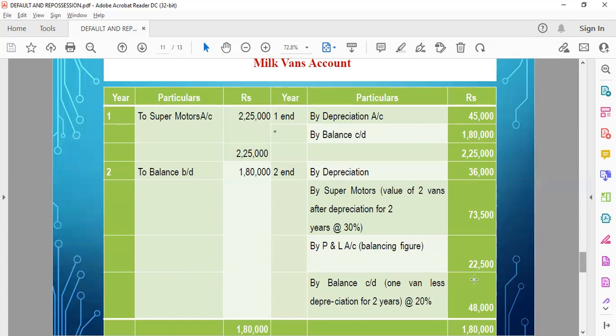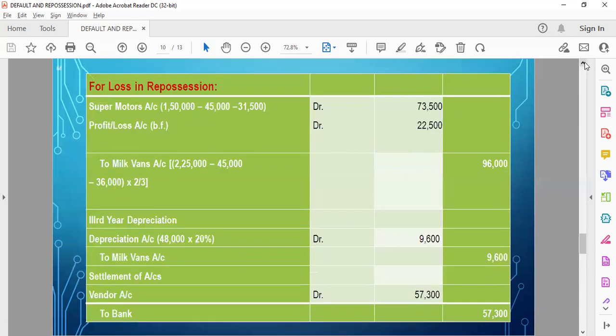So then just put the total 1,80,000 in the debit side. Then come to this credit side and roughly total all three amounts: depreciation, super motors value 73,500, and profit and loss account balance 22,500. You will get 48,000. You can write here by balance CD.